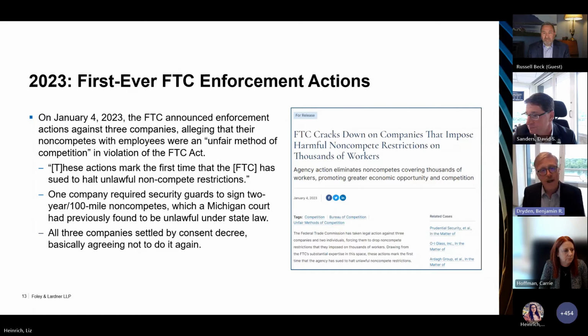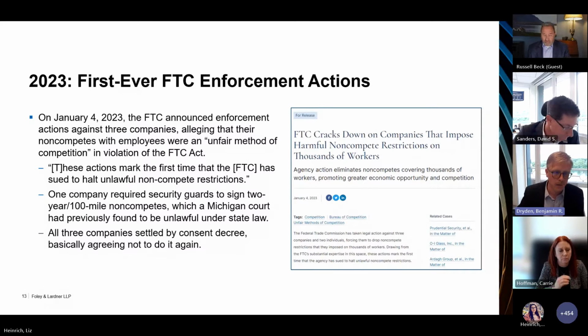That's unfair. And so all 3 companies just settled by consent decree. They didn't pay a penalty or anything. We won't do it again. We'll appoint a monitor to make sure this won't happen again.